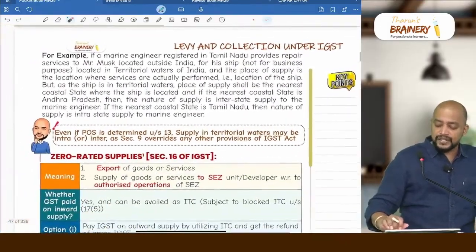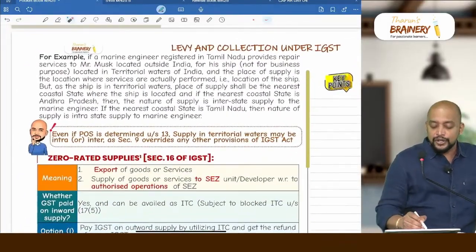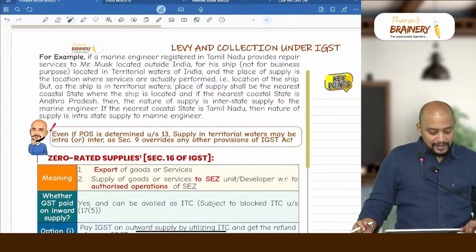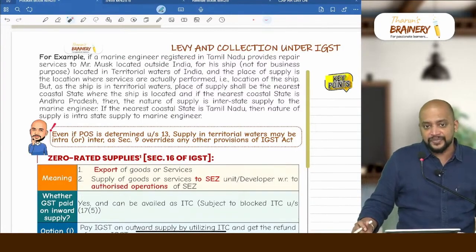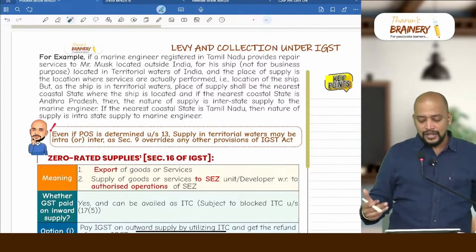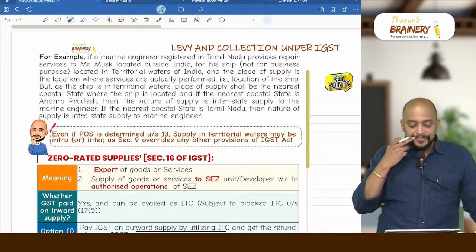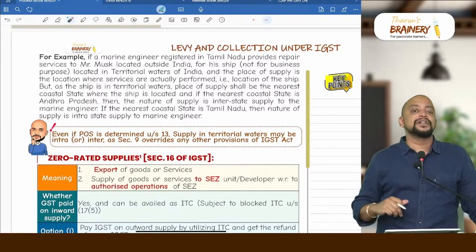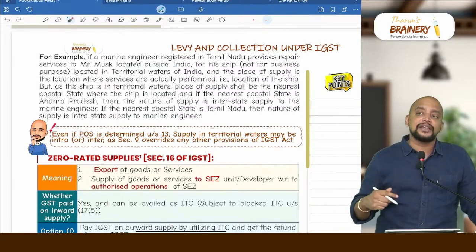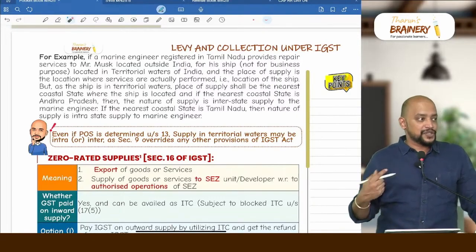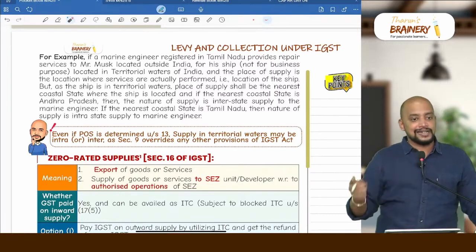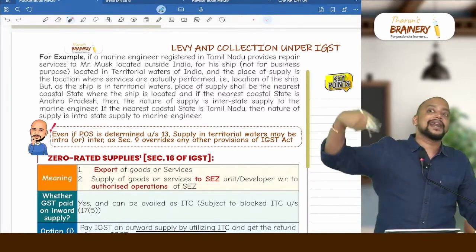Here also the place of supply is determined under section 13, because the marine engineer is in Tamil Nadu and Mr. Musk is located outside India, so definitely it should be section 13, correct? Then in that case, what should be taken as the nature of supply? That's where section 9 starts with the words "notwithstanding anything to the contrary contained", which means that it will always be treated as intra or inter. So section 9 will override other sections.